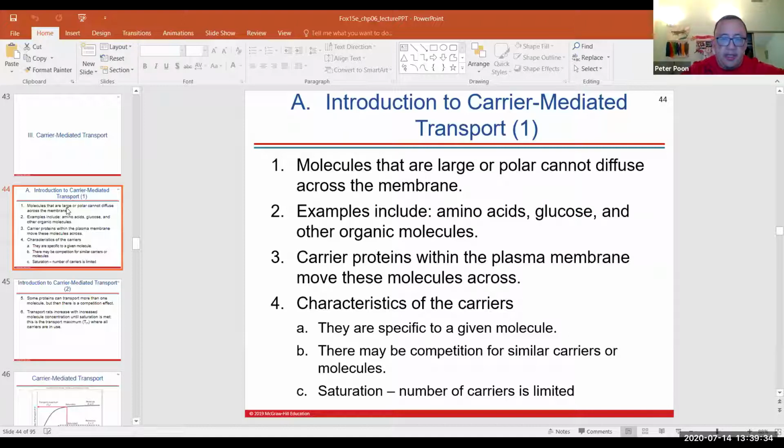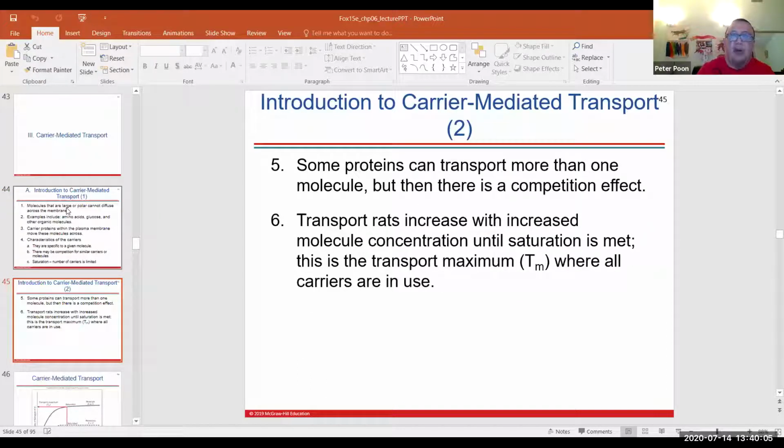The characteristics: these are specific to a given molecule. There may be competition for similar carriers by other molecules. There is saturation, so that hole can only fit so many things through at once. And the more carriers you have, the faster you can get things through. Some proteins can transport more than one molecule, like similarly charged things, but there's a competition effect.